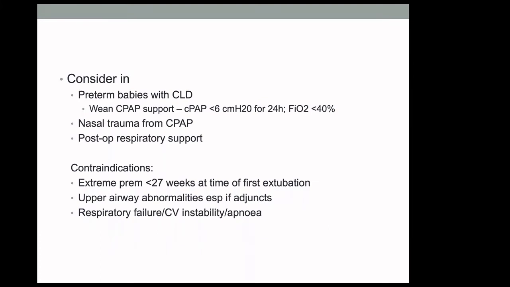The main contraindications are if you've got upper airway abnormalities, especially if you're using any airway adjuncts, if there are any signs of respiratory failure or cardiovascular instability or apnea. Also, as the evidence is debatable in the extremely premature infant, especially when you're extubating from the ventilator for the first time, it needs to be used with caution, and practice varies from unit to unit.